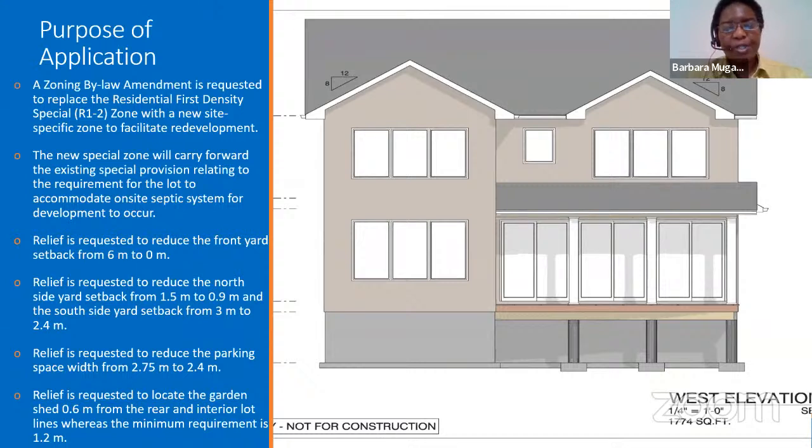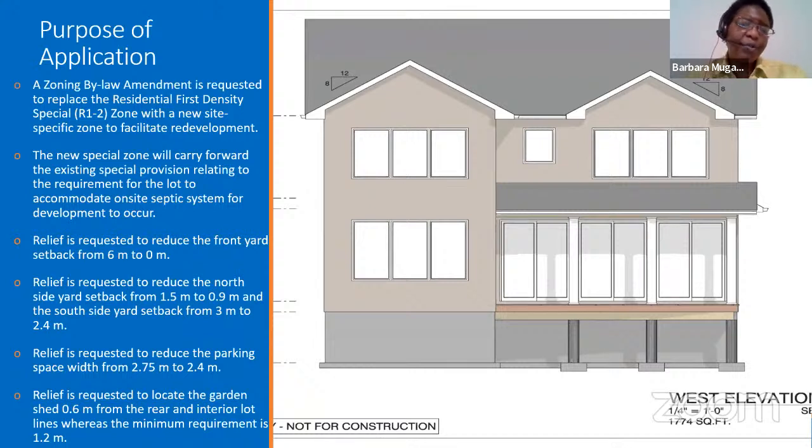There's relief requested to reduce the front yard setback from 6 meters to 0 meters. There's relief requested to reduce the north side yard setback from 1.5 meters to 0.9 meters, and the south side setback from 3 meters to 2.4 meters. Relief is requested to reduce the parking space width from 2.75 meters to 2.4 meters. And relief is requested to locate the garden shed 0.6 meters from the rear and interior lot lines, whereas the minimum requirement is 1.2 meters.